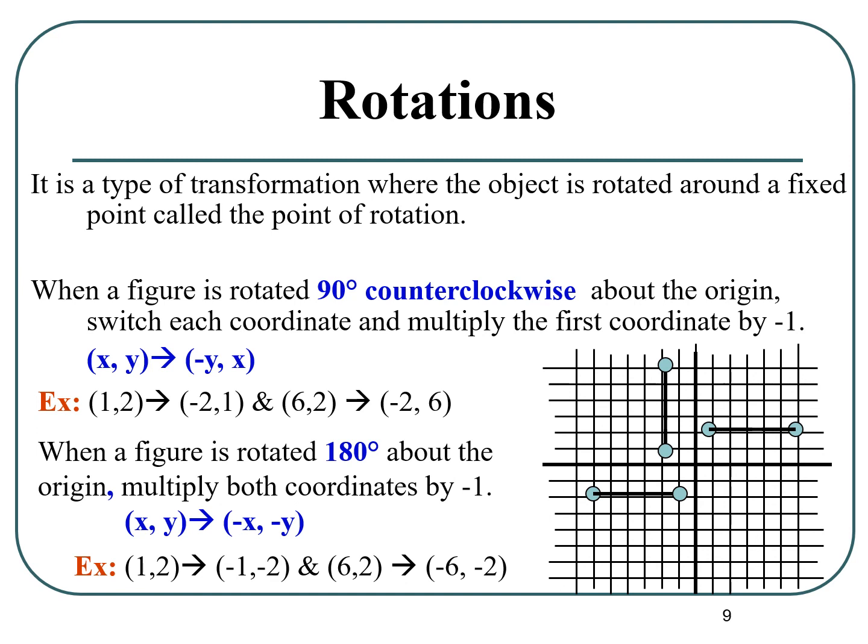So from (1, 2), it will become (negative 1, negative 2). From (6, 2), it will become (negative 6, negative 2).